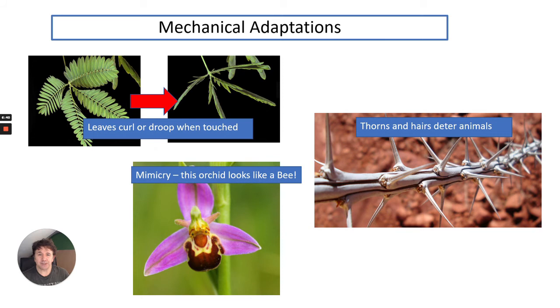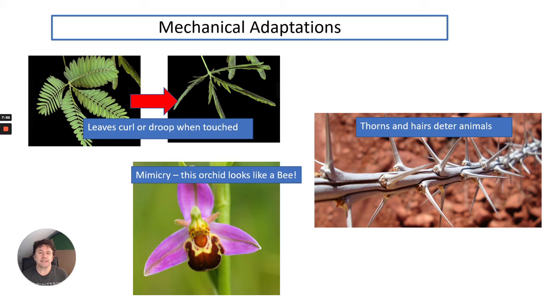Mechanical adaptations. So mechanical adaptations are quite interesting, and here are three examples. Whether you would get these three examples in your exam, I don't know, but it gives you the general idea of what we mean by mechanical adaptations. So the first one is, I'll say it again, a mimosa plant.